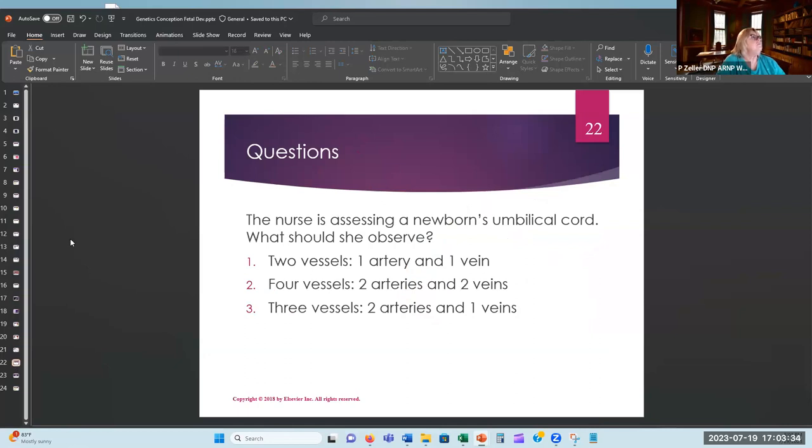Okay, question. You just delivered a baby. You're excited, you're in nursing school and you're on the labor and delivery unit and you got to see a baby being delivered. After 1 minute, the cord was clamped and then it was cut and you looked at the end of the umbilical cord. What do you see at the cut end? Two vessels? Three vessels? Four vessels? Three vessels.